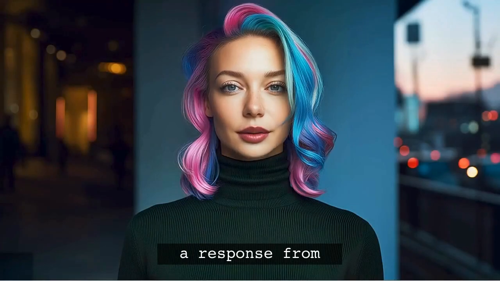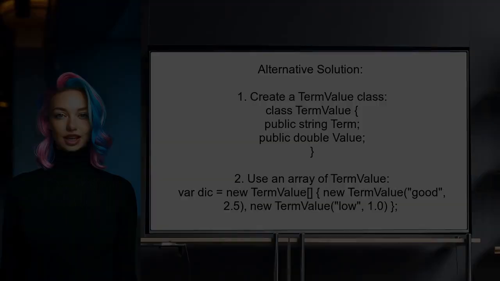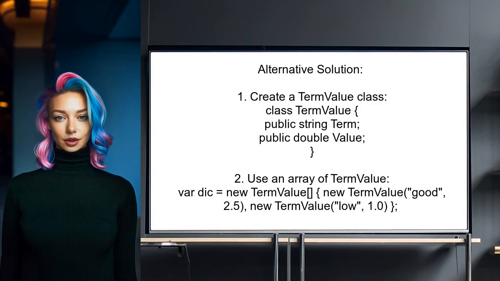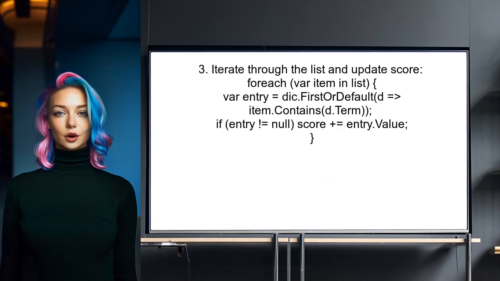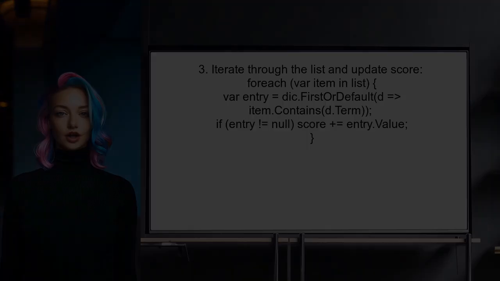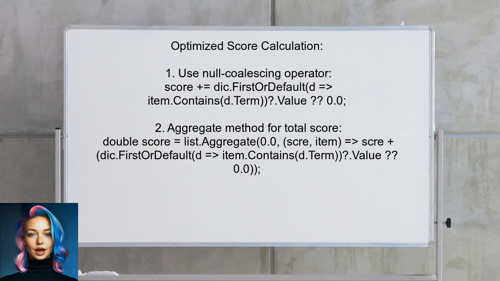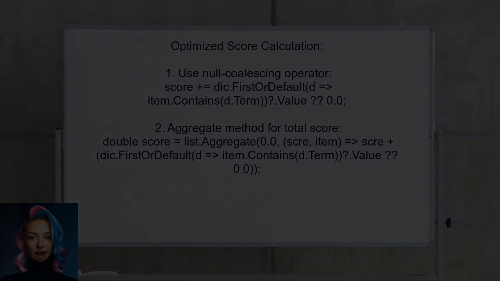Now, let's see a response from a different user. An alternative approach suggests creating a new class called term value to simplify the dictionary usage. This class holds both the term and its corresponding value. The user then demonstrates how to iterate through the list of strings, checking for matches with the terms in the term value array. If a match is found, the score is updated accordingly. The user also shows a more concise way to calculate the score using the null coalescing operator. This allows for a cleaner one-liner to add the score based on the presence of terms in the strings.